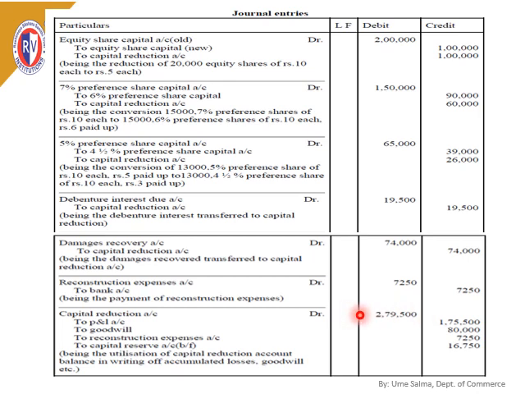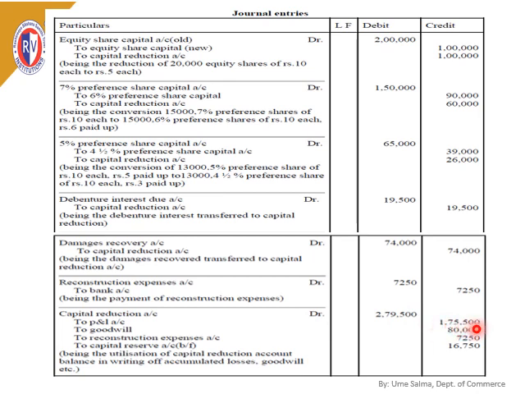2,79,500, which is to be utilized for the purpose of writing off accumulated losses, like the profit and loss account. We have shown it to the credit as this is a loss.